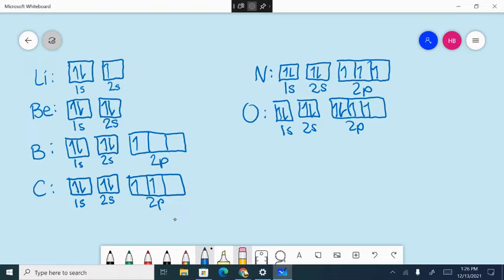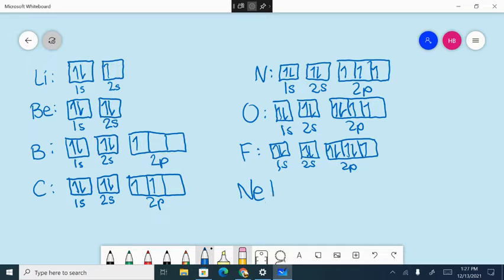So oxygen, next is fluorine and neon. Neon's is ending the principal energy level, so he's got no valence electrons or 8 valence electrons. Doesn't matter how you say it, it means the same thing.